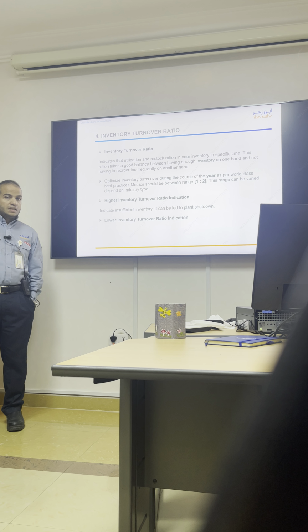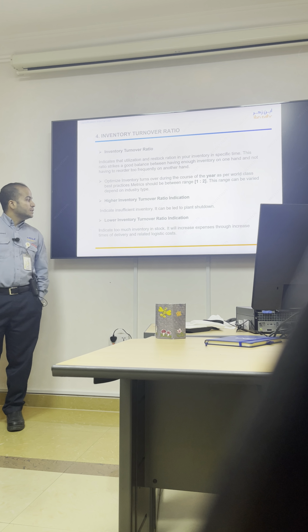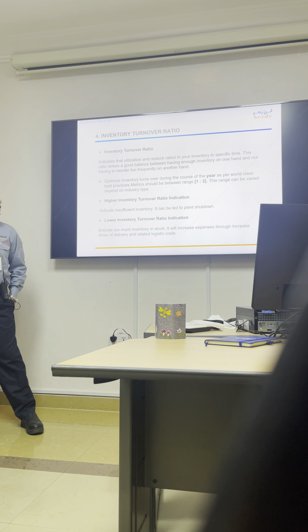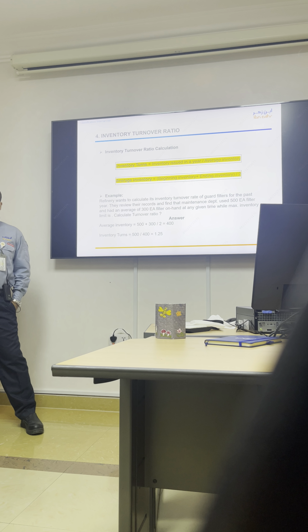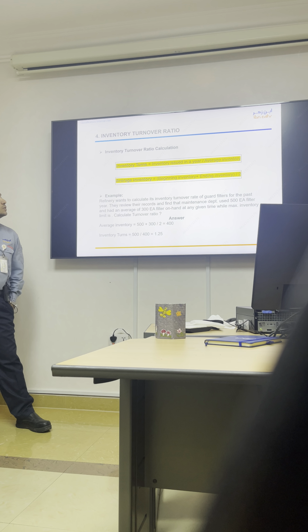Lower inventory, the reverse of the concept, indicates too much inventory in stock, and it will increase expenses through increased item delivery and related logistic cost. Now we have two mathematical formulas. First one, inventory turns, it is equal to inventory used in a year multiplied by average inventory, and average inventory is equal to beginning inventory plus ending inventory divided by 2.